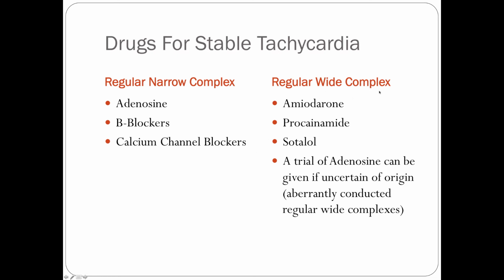With wide complex tachycardias that are stable, we can go with amiodarone, like we said before, procainamide, sotalol, that's another beta blocker. We could give them a trial of adenosine if it's uncertain of the origin, like an aberrantly conducted wide complex tachycardia, still originating above the AV node, but we can't really tell. We could give them a trial of that, especially if it's monomorphic.